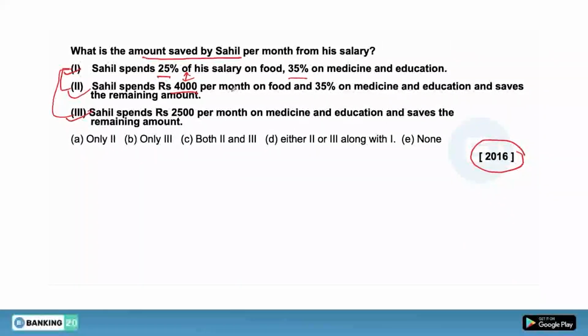That means we can use either the second or third condition along with the first. That means only using the second condition we will not be able to solve this question. Only using the third condition we will not be able to solve this question. What we want is the first condition along with the second or third. Fine. So the correct answer would be D.